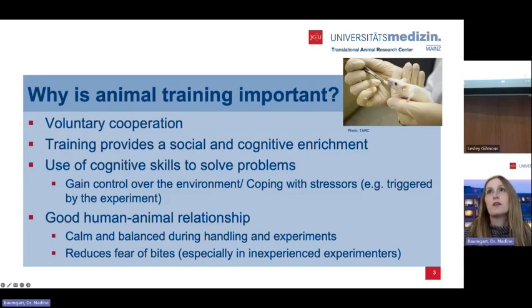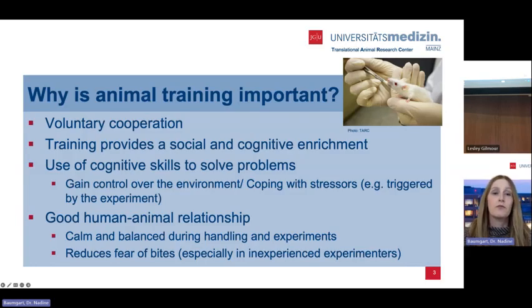And it also gives a good relationship to the animals. So the animals are calm and balanced and relaxed when we handle them, when we do experiments. And this is really what we want. We want to work with calm and relaxed animals because this is good for the animals and it's also good for us. So we don't have to work with stressed animals, which makes it a lot harder to perform procedures in the way we would like to perform them.